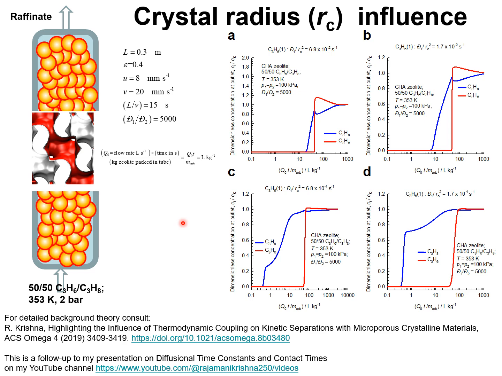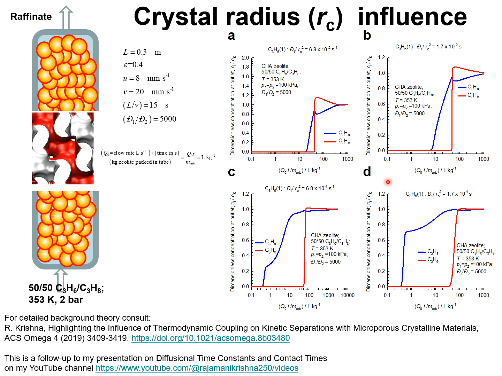For propane diffusion inside the crystals of CHA zeolite, the ratio of diffusivities of propene to propane is 5,000. And to highlight the influence of the size of the crystallites that are embedded within the catalyst pellets, I consider four different scenarios with four different particle sizes, which are increasing from A, B, C, and D.